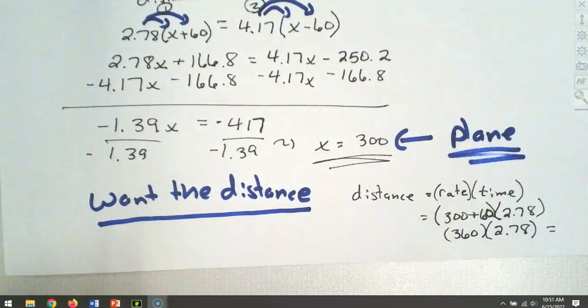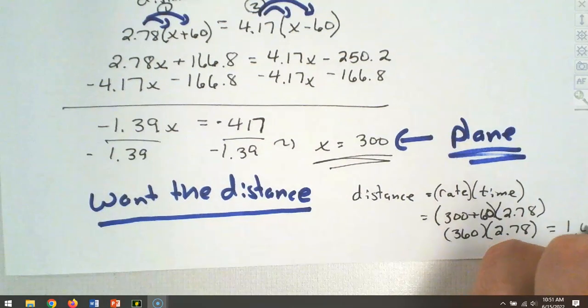Which that comes out to be, if we round, it doesn't say specifically how far or how much to round, but we'll just round to the nearest mile. I think they probably rounded to the nearest 10 miles, but if we round to the nearest mile, it's going to be about 1,001 miles.